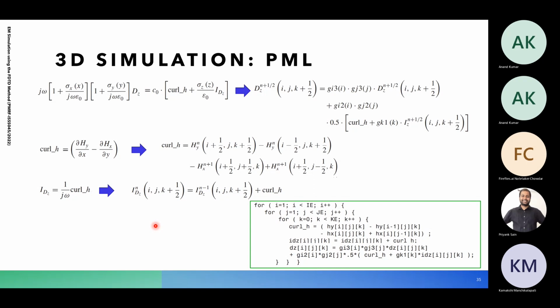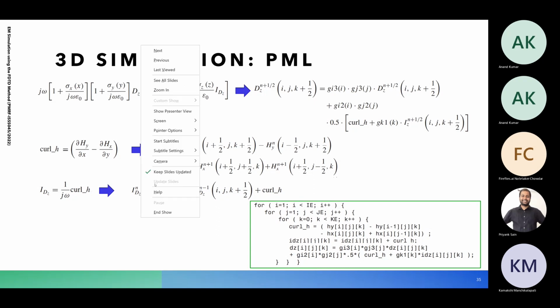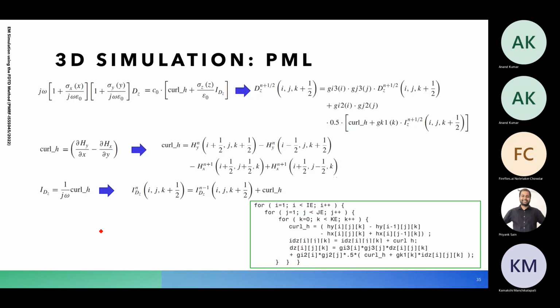So we'll use the same concept again over here as well. So this GI3 and GI2, GJ2, all these things will be updated using the same PML technique that we saw for 2D, where we had this 0.33 into some term power cube. So if you recall, we had this term, right? You will use the same technique to update all these G coefficients.